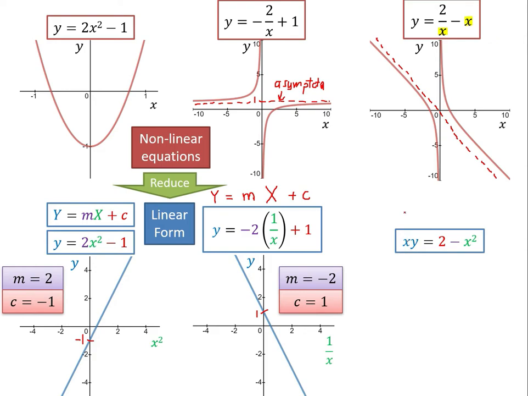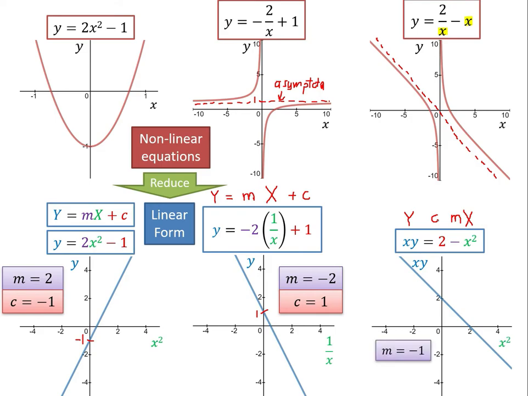This xy as big Y. This x squared as big X. Right? And this negative is actually negative 1 here as gradient. And this positive 2 as the y-intercept. Can you see the y equals mx plus c here? That will give you your graph which is moving down. Big Y is xy, and big X is x squared. And the gradient is negative 1, and the y-intercept is 2.